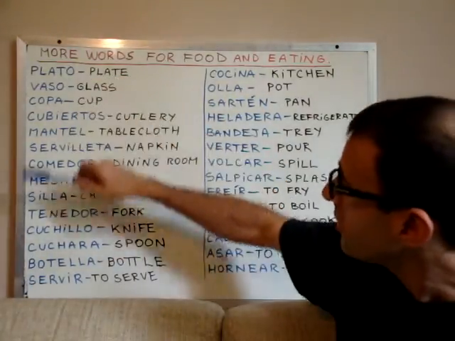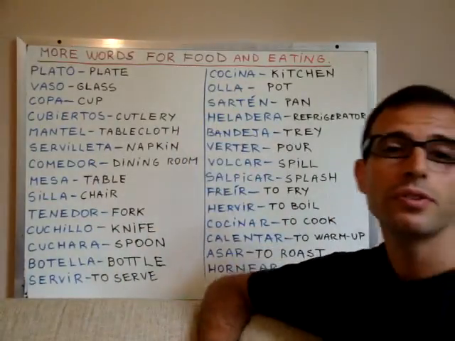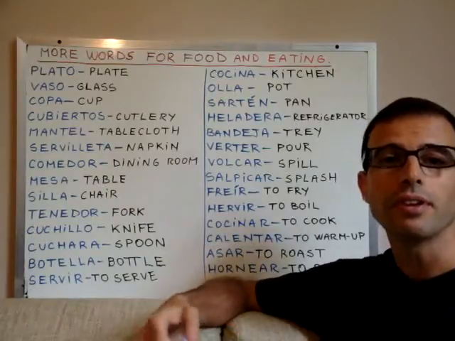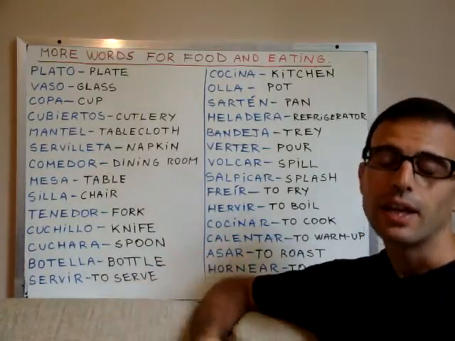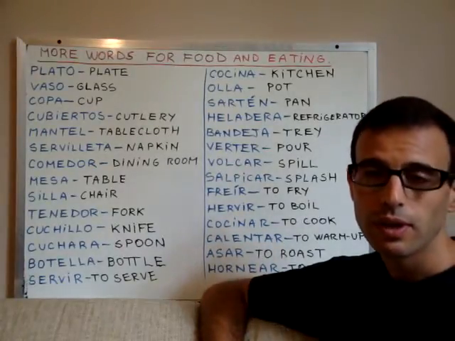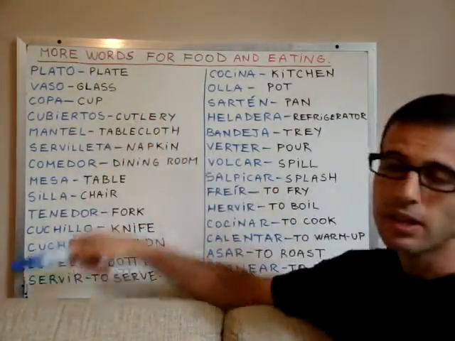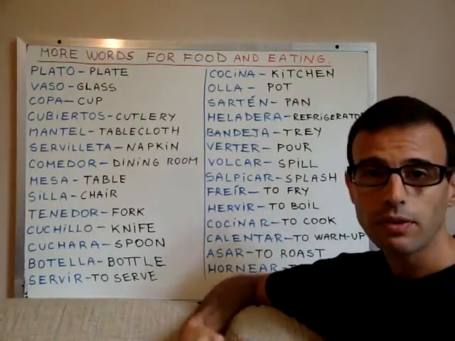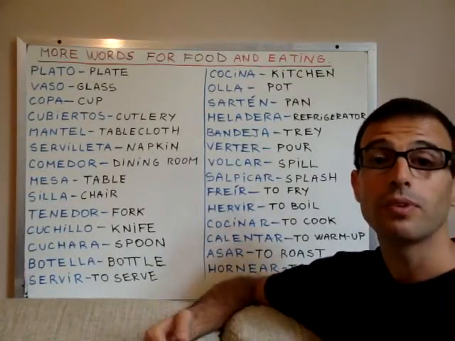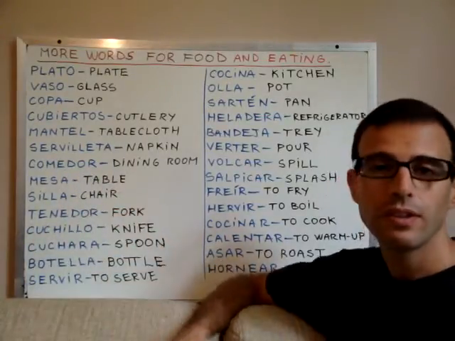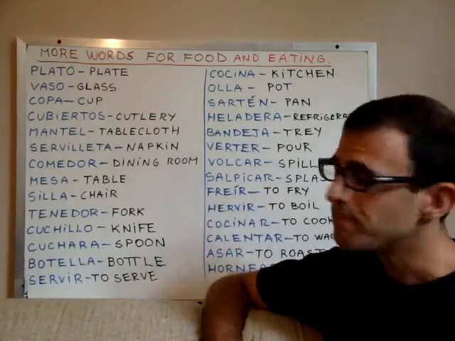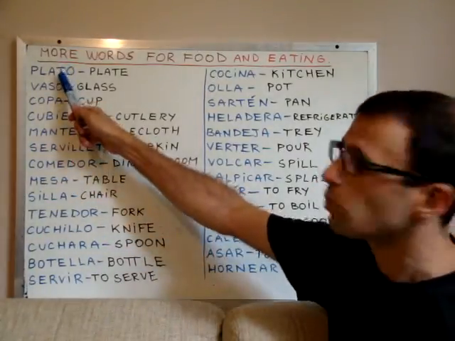But all these words are words related to our eating, right? Like the cutlery, the fork, the knife, the dining room, and all these are common and useful words. So let's begin reading them. I'll show you how to pronounce them, and later I will show you some sentences using some of these, so we start learning and practicing them, okay? Let's begin with the first one.